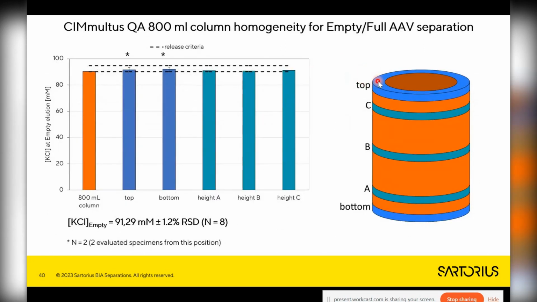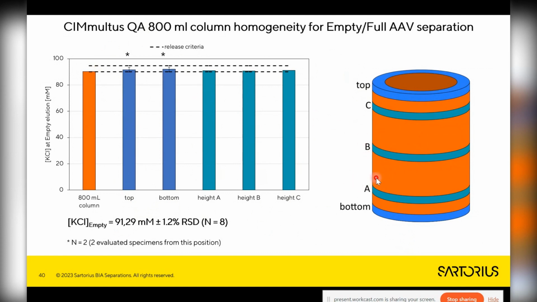Of course, we had to prove that the disk from the top and the disk from the bottom are representing the complete column. So what we did is we took the disk from the top, from the bottom. We ran a linear gradient empty-full separation; the empty capsid eluted at about 91 millimolar sodium chloride. Then we packed the housing with the monolith. We ran the same separation on the 800 ml, of course with a small amount of the empty and full AAVs. We are at quite the same amount of salt in linear gradient needed to elute the empty capsid.